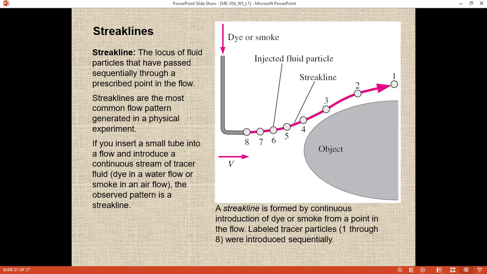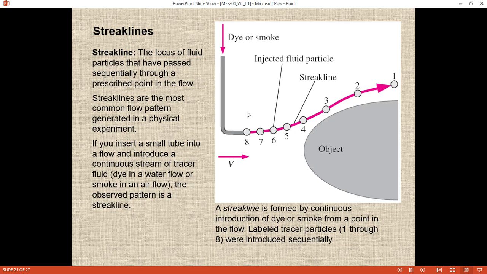Now streak lines: the locus of fluid particles that have passed sequentially through a prescribed point in the flow. Streak lines are the most common flow pattern generated in a physical experiment. If you insert a small tube into a flow and introduce a continuous stream of tracer fluid, dye in a water flow or smoke in an air flow, the observed pattern is a streak line pattern.